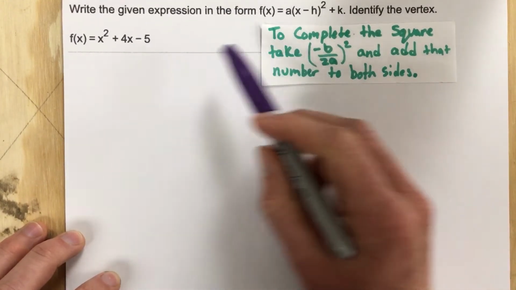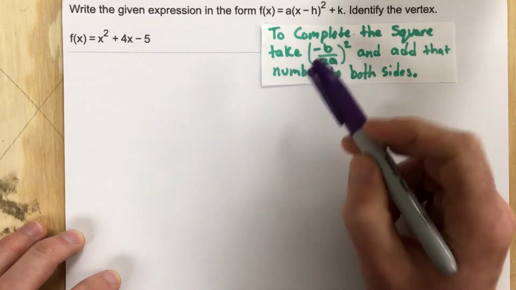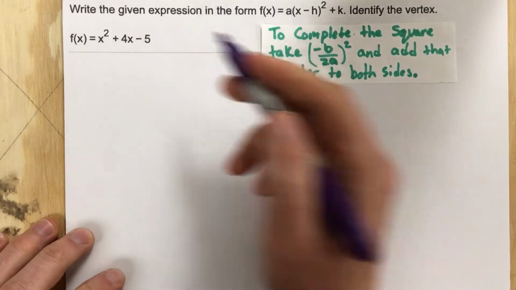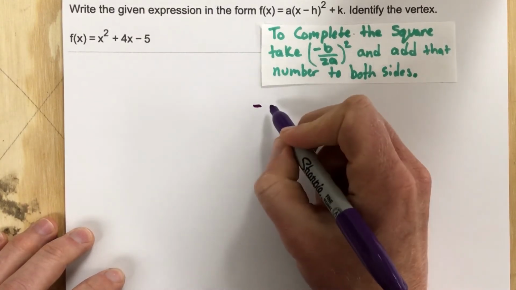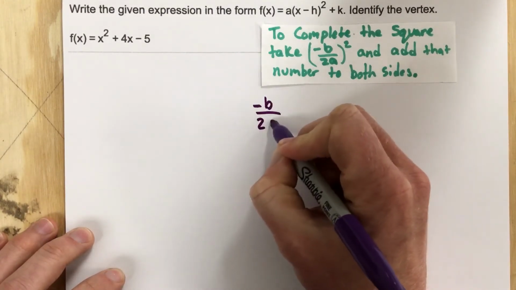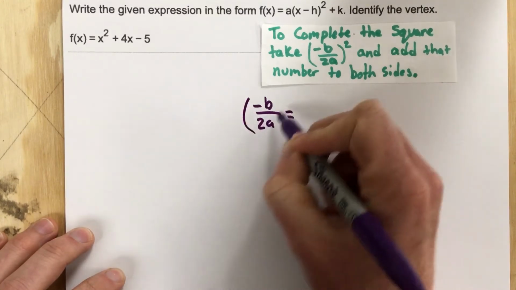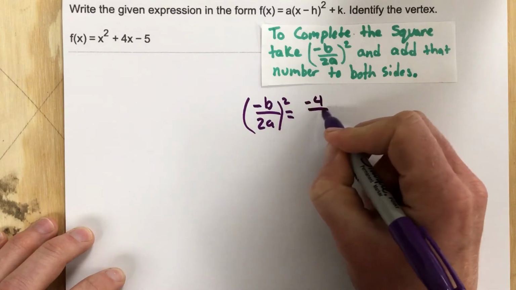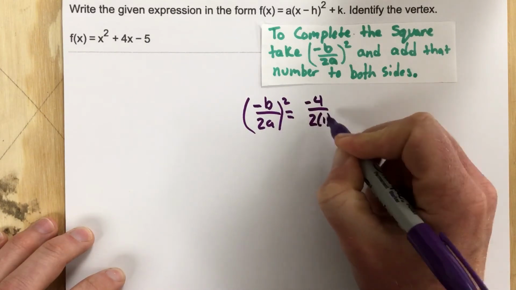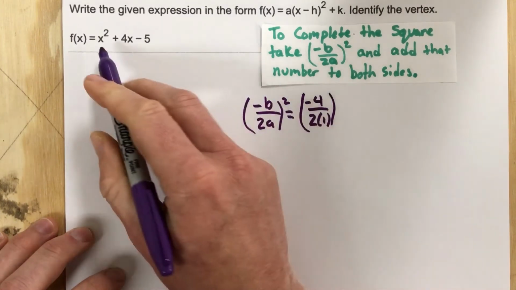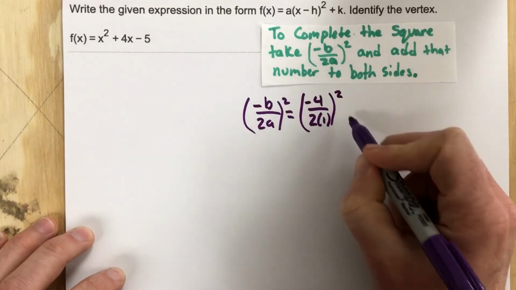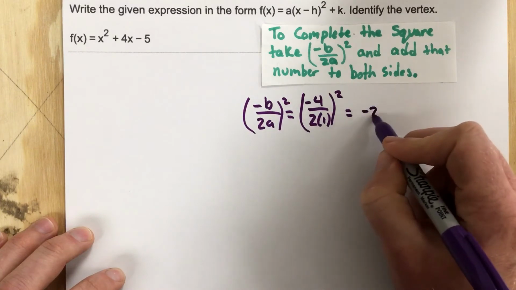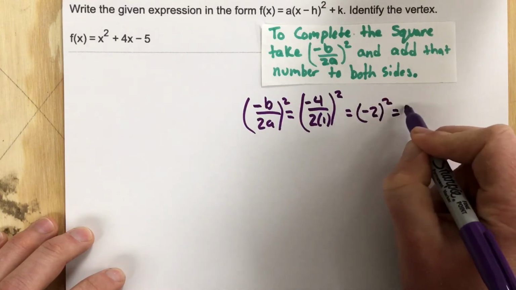And how do we complete the square? Well, what we do is we take negative b over 2a and we square it. So we're going to take the b term, which is negative 4, over 2 times 1, because a is 1, and we're going to square it. This gives you negative 4 over 2, that's negative 2 squared, which gives you 4.